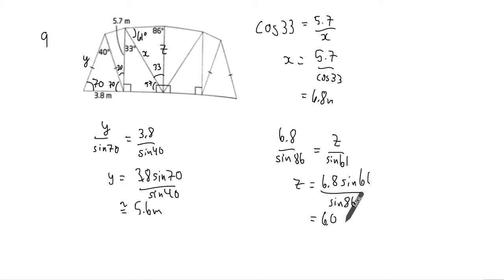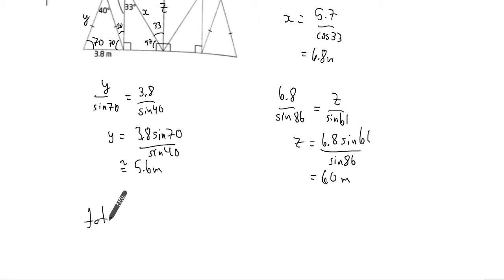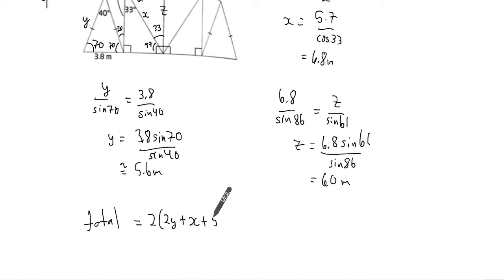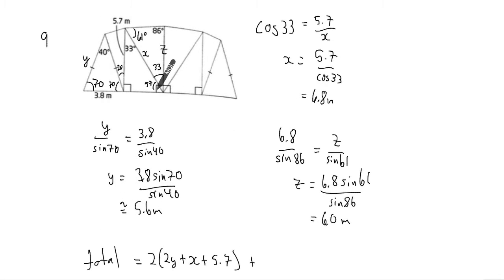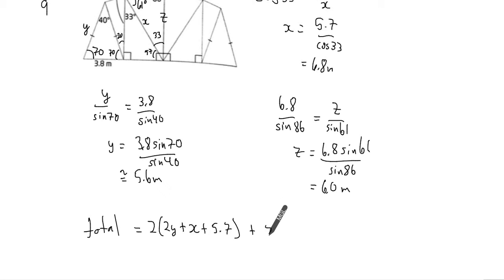Alright, so now we've calculated all of our diagonals here. So to figure out the total, it will be equal to 2 times 2y plus x plus, what was it again, 5.7. That gives us this one, this one, this one, this one, times 2, hence the times 2, plus the middle bar of z, which is here.